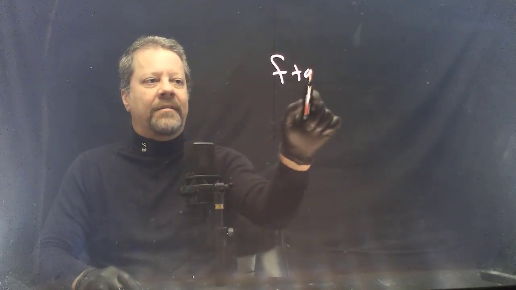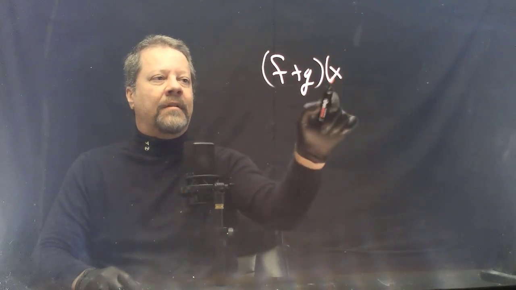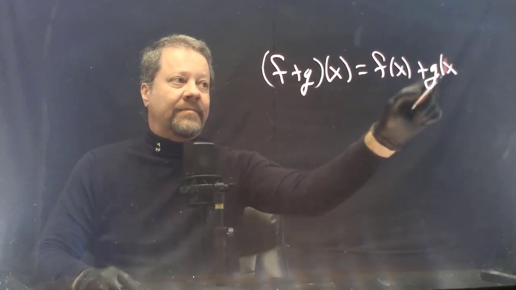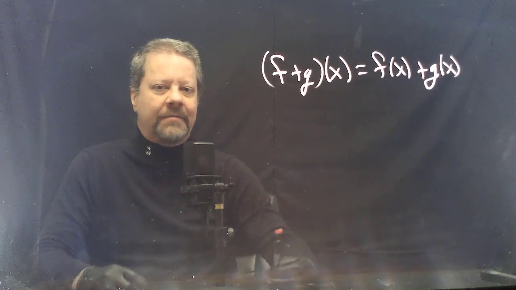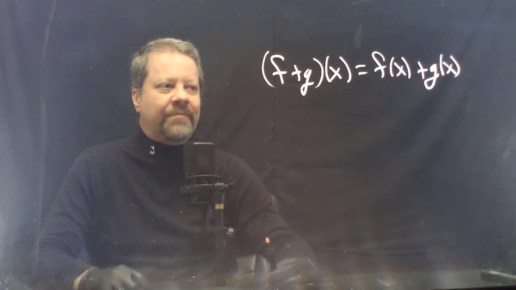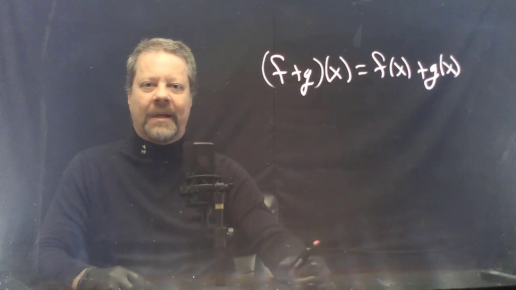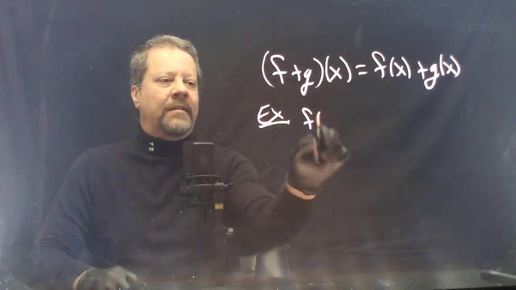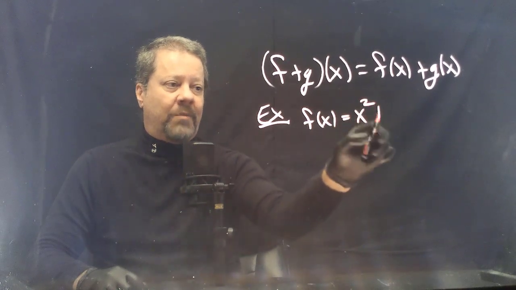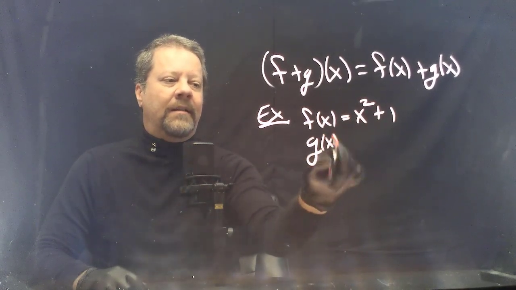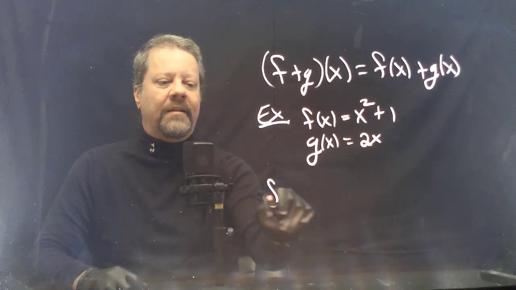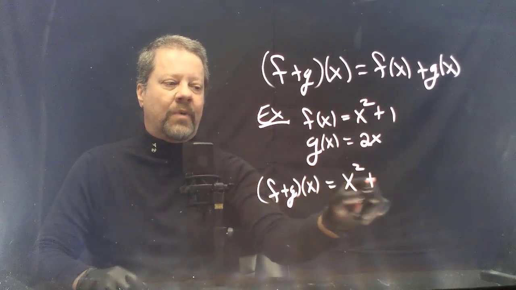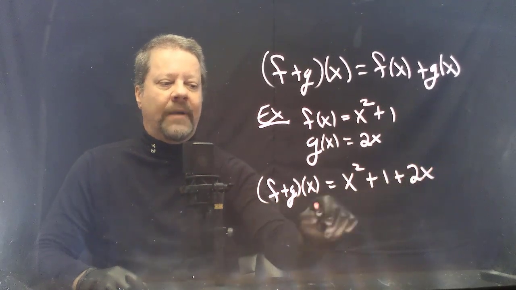How do we add two functions? By evaluating them separately and then adding. Same thing with multiplication, subtraction, division. They're defined in this way. As an example, if f of x is x squared plus 1 and g of x is 2x, then f plus g of x will be x squared plus 1 plus 2x.